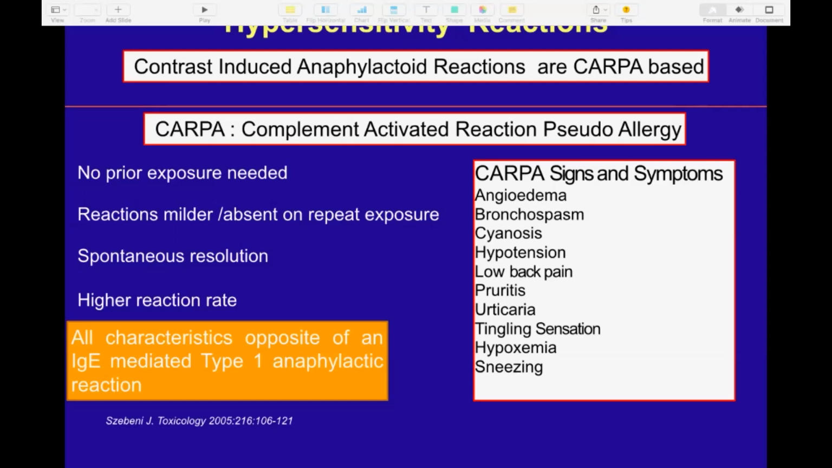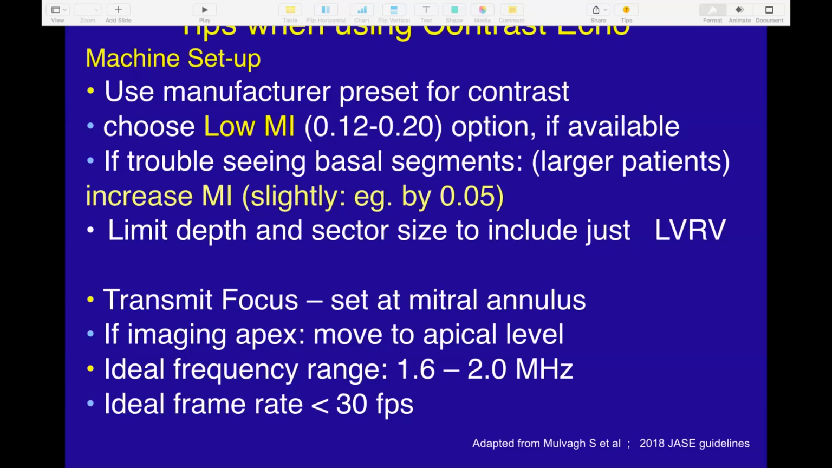Spontaneous resolution happens, but these are much more common than your typical rare IgE mediated type 1 reactions. And all of you have seen some variations of this, particularly back pain, which can sometimes be fairly disabling, and they may need to get some pain medications to get rid of it. So just keep that in mind. It's called CARPA, and the most important thing from a practice standpoint is that it doesn't mean that the patient cannot get it or cannot get a different contrast agent for that matter.